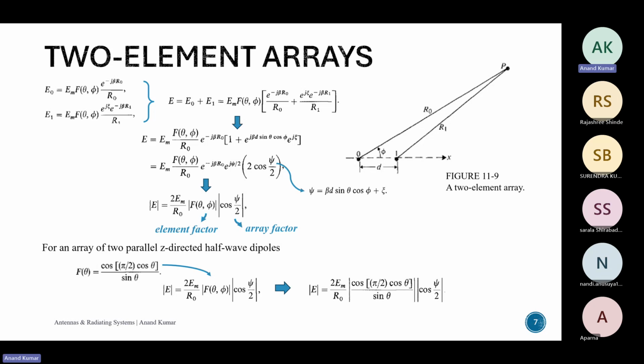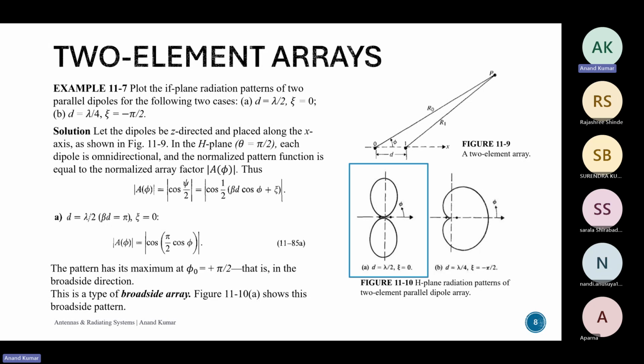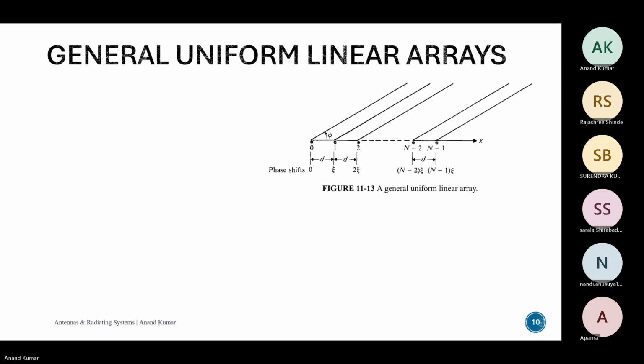Okay, so we discussed the two element arrays. We just revised what we did in the last class, and then we looked at the example again to revise the broadside array and the end-fire array. So we'll start with the general uniform arrays again. Till the previous slides, we had an array which had just two elements, and now we'll generalize it for an n element array.